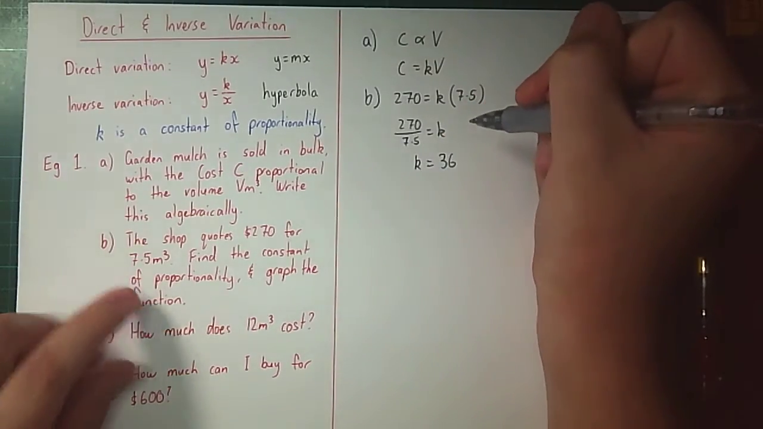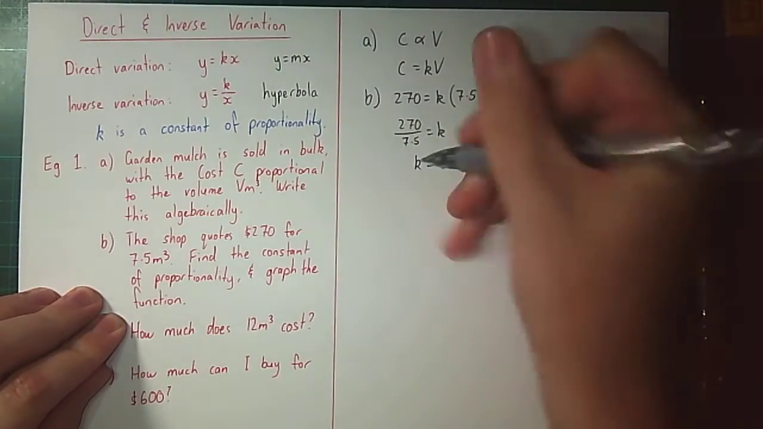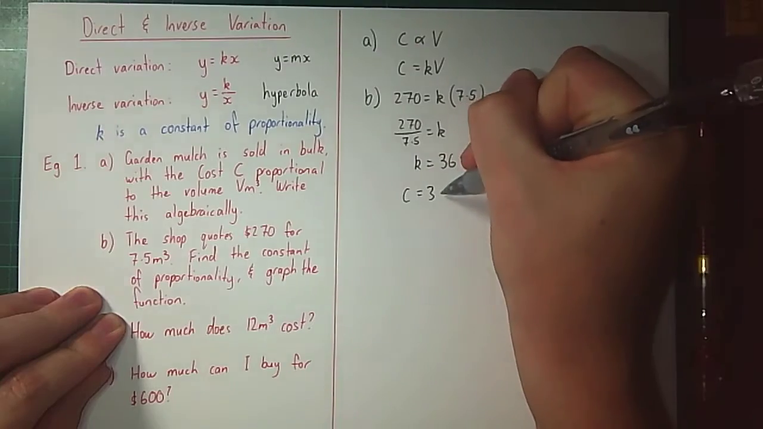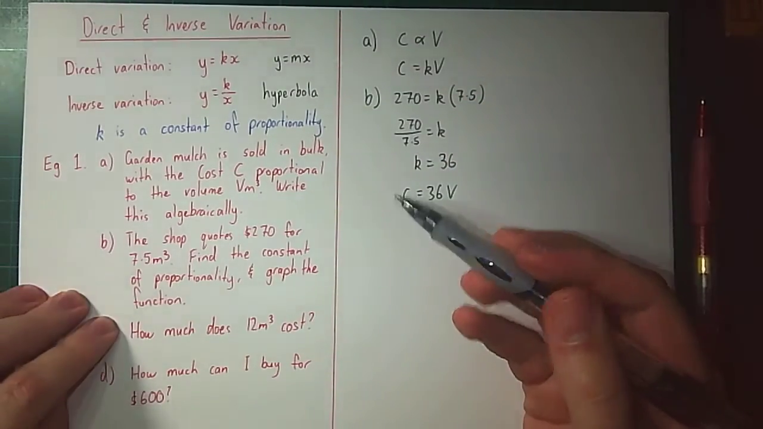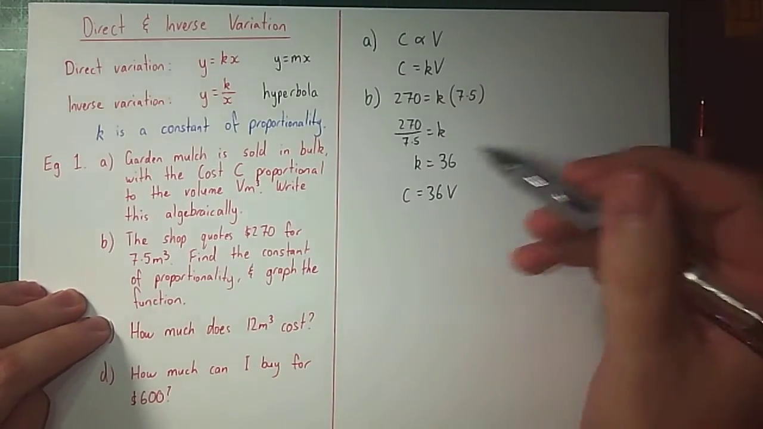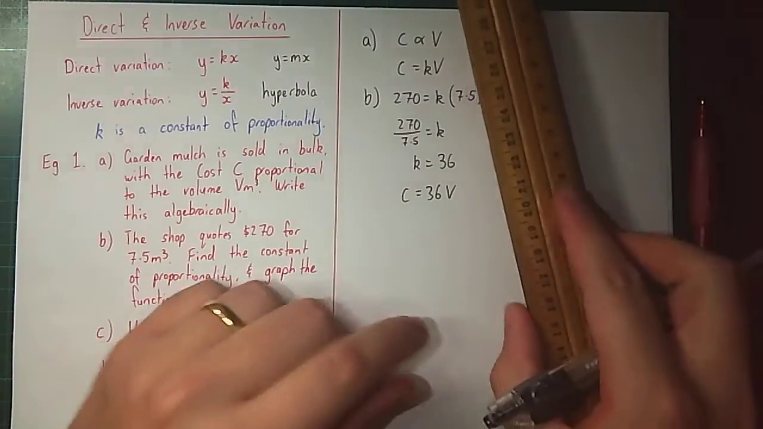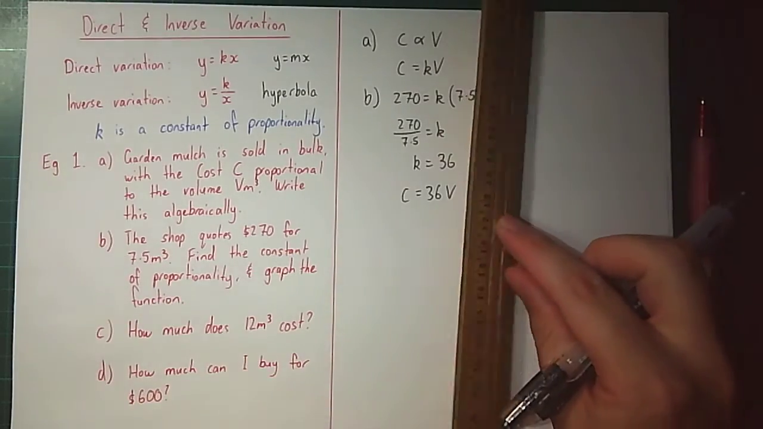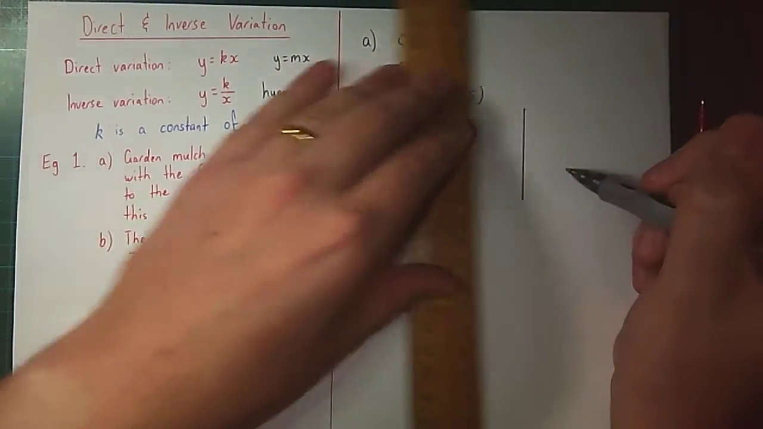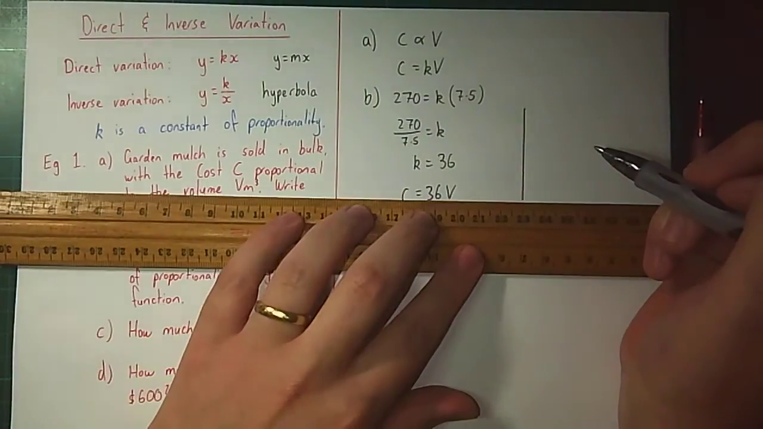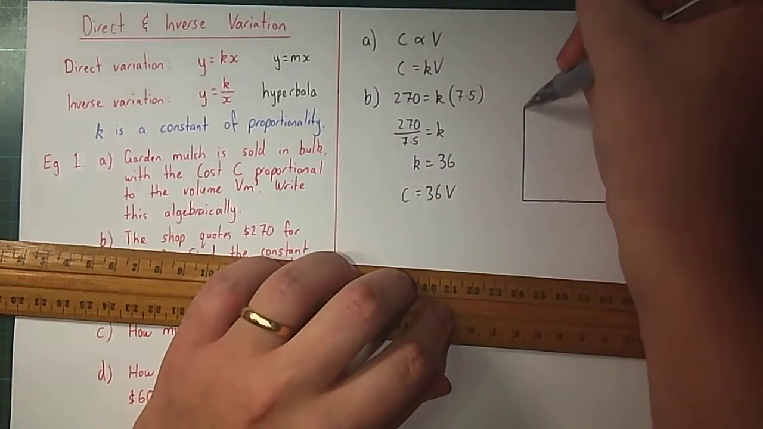So if k is equal to 36, then our equation is going to be C is equal to 36V. Now the other part says to graph the function. When we're graphing the function, we're only really talking about the positives, because you're not going to be spending less money than 0. You're not going to be giving them back money, so we can just graph the positive quadrant of our graph.